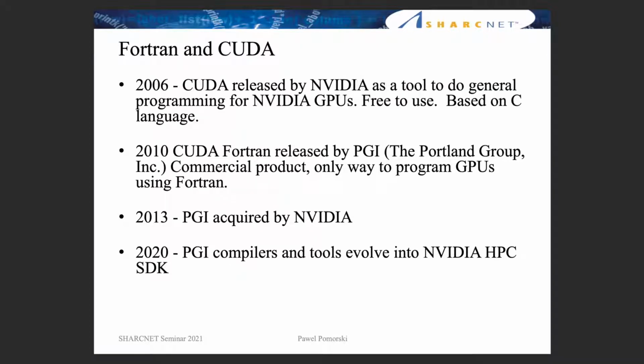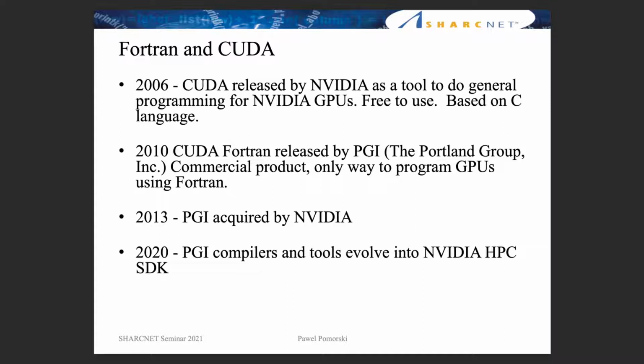So CUDA is the default SDK released by NVIDIA. NVIDIA is the primary manufacturer of high-performance GPUs, at least HPC quality GPUs. They have somewhat of a monopoly on this. And the standard programming tool that one uses to program those GPUs is CUDA, which has been around since 2006. CUDA is conveniently free to use, but it is based on the C language. So Fortran programmers, unfortunately, have a problem with CUDA.